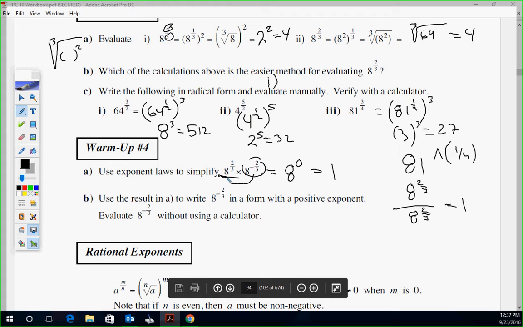Use the result to write 8 to the negative 2/3 in the form of a positive exponent. Oh, I didn't even know it was coming. So I just did that. Got ahead of myself. Should write a book sometime.